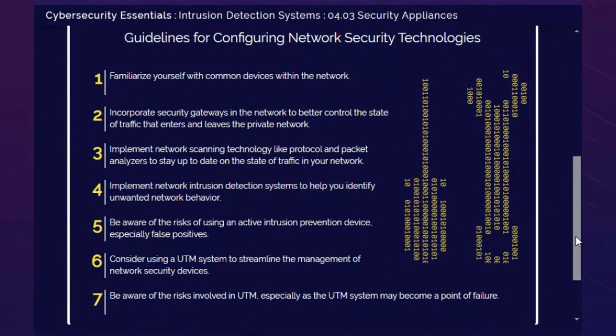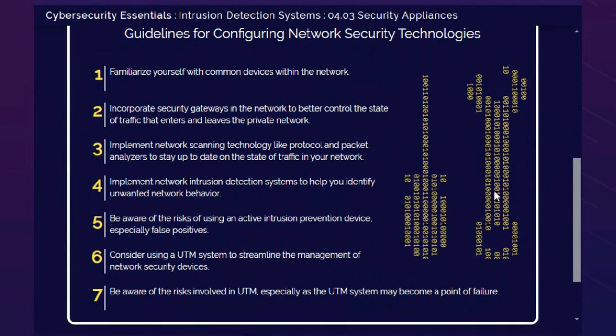So guidelines for configuring network security technologies. Of course, number one, familiarize yourself with the most common devices within the network. You need to know what you're protecting. Incorporate security gateways in the network to better control the state of traffic that enters and leaves. Implement network scanning technology like protocol and packet analyzers that stay up to date on the state of traffic in your network. And then you need to implement network intrusion detection systems to help you identify unwanted behavior on the network. Beware of the risk using an active intrusion prevention device, especially false positives.